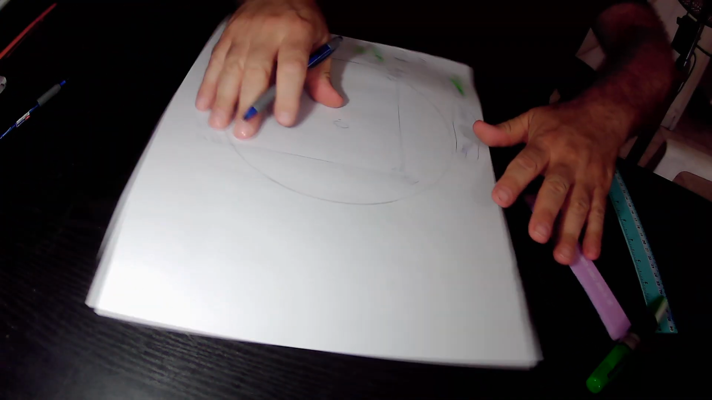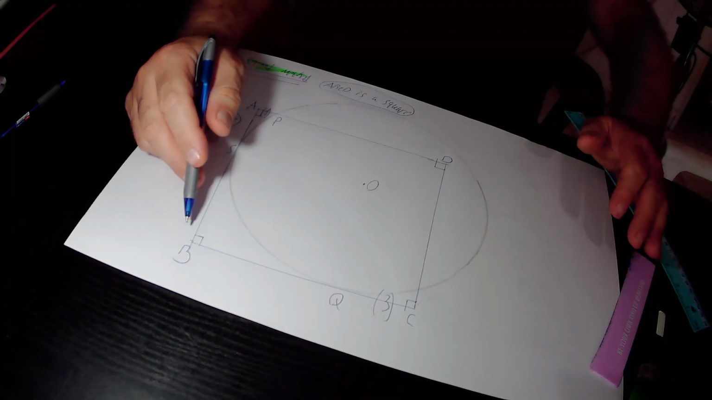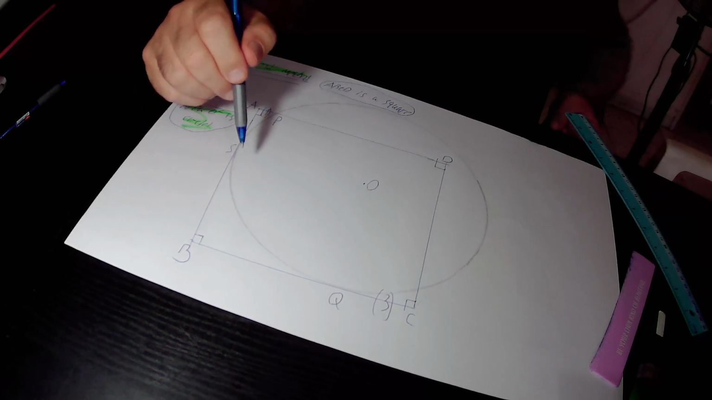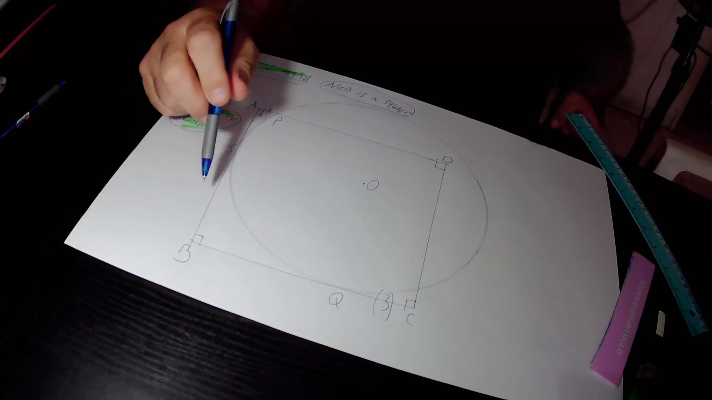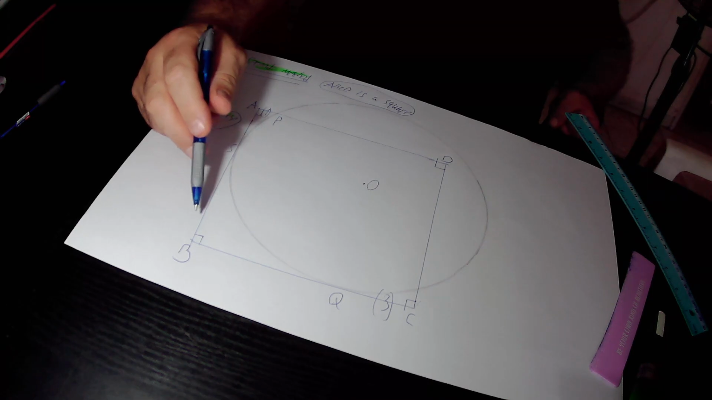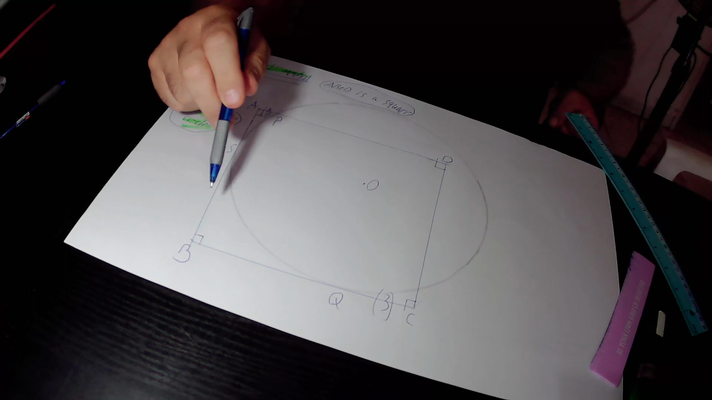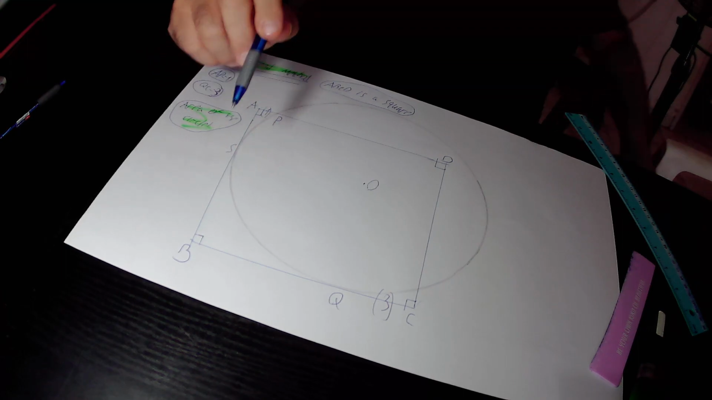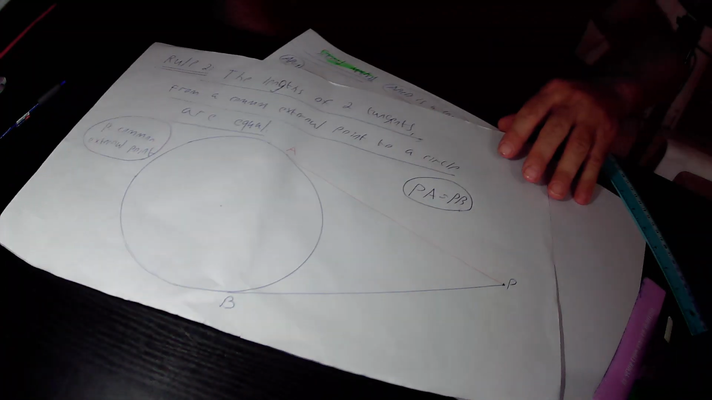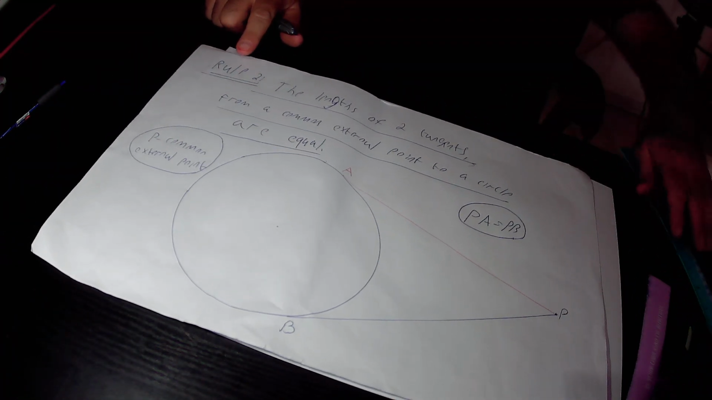In the next step, we'll focus on this point B. Point B is a common external point in relation to this circle. So for the common external point B, we have two tangents to this circle, tangent BS and tangent BQ. And according to rule 2, they are equal to each other. So I click quickly on rule 2. According to rule 2, the lengths of two tangents from a common external point to a circle are equal.